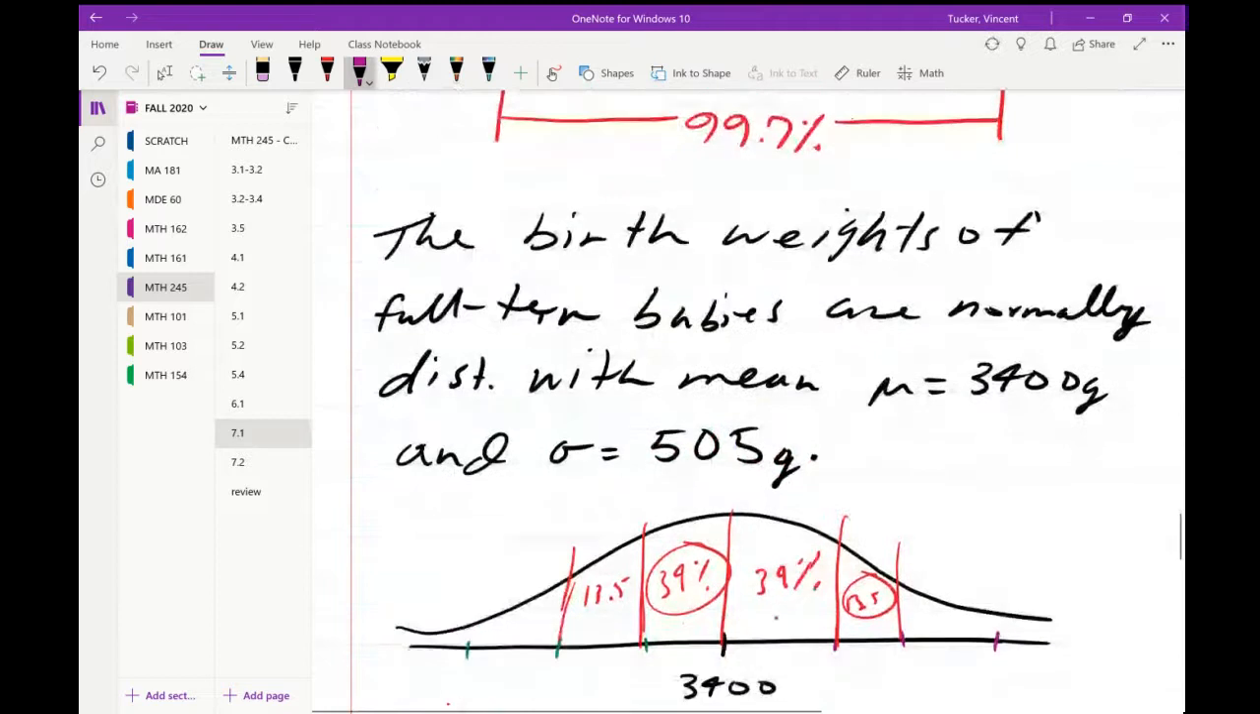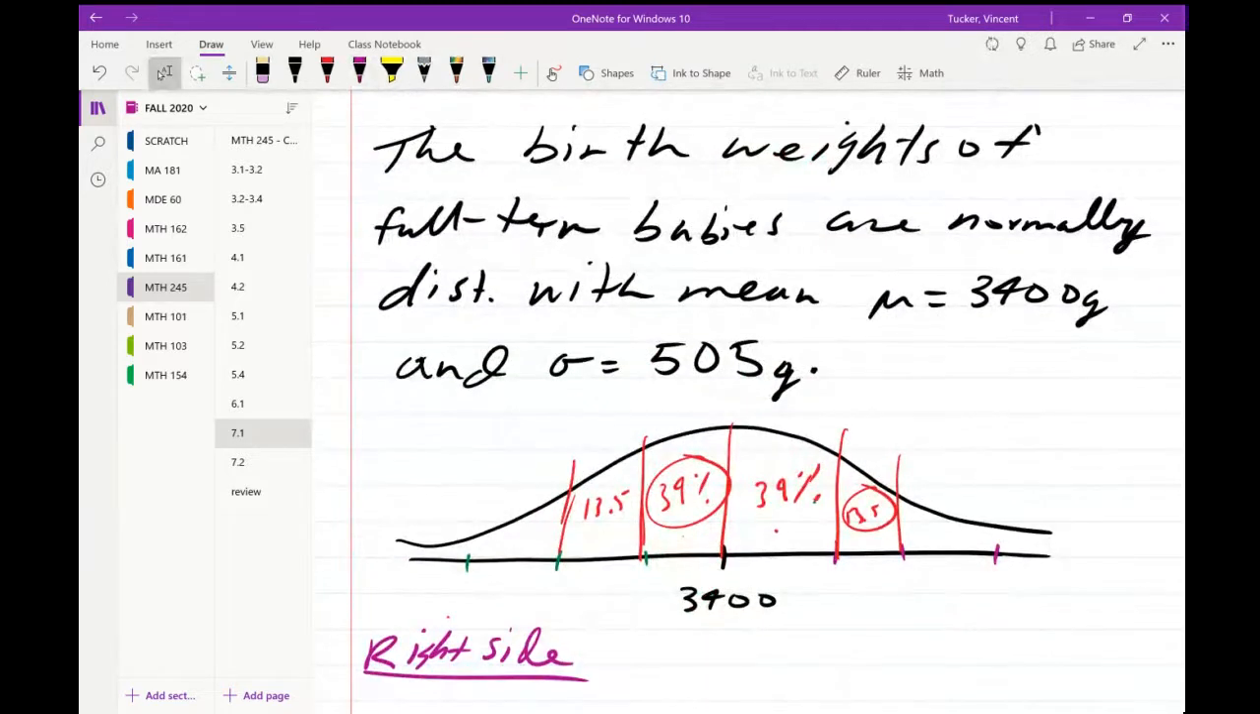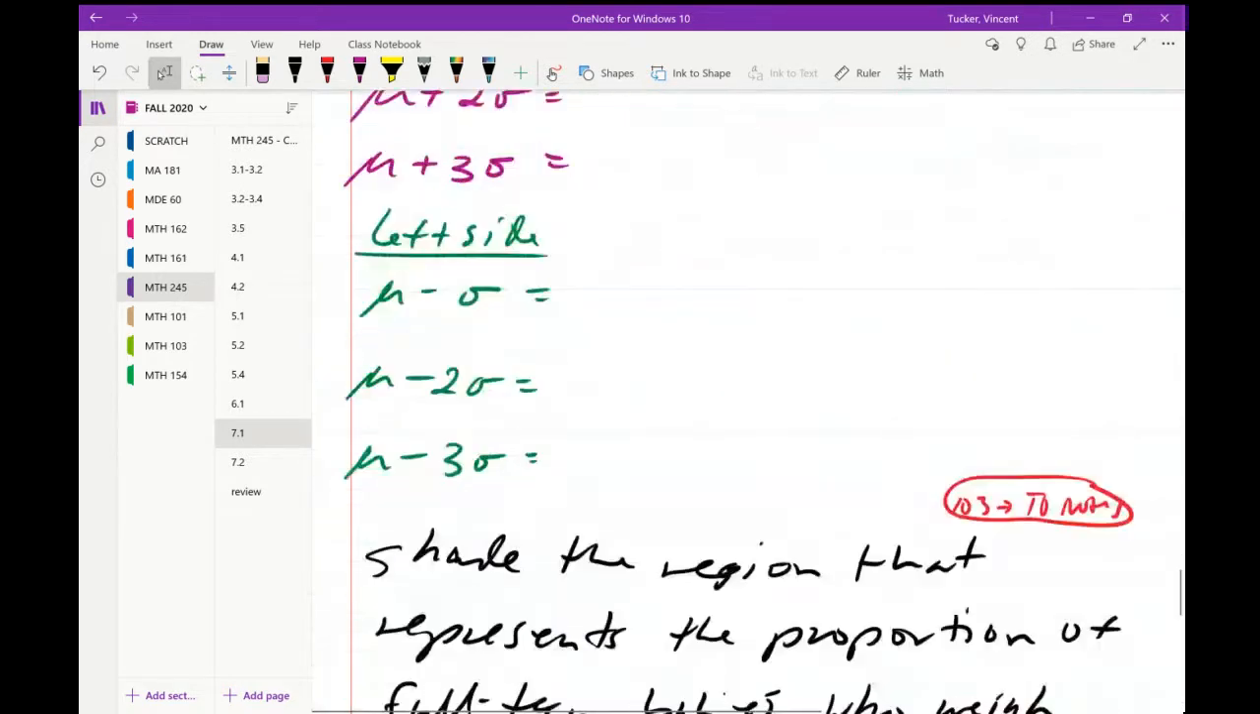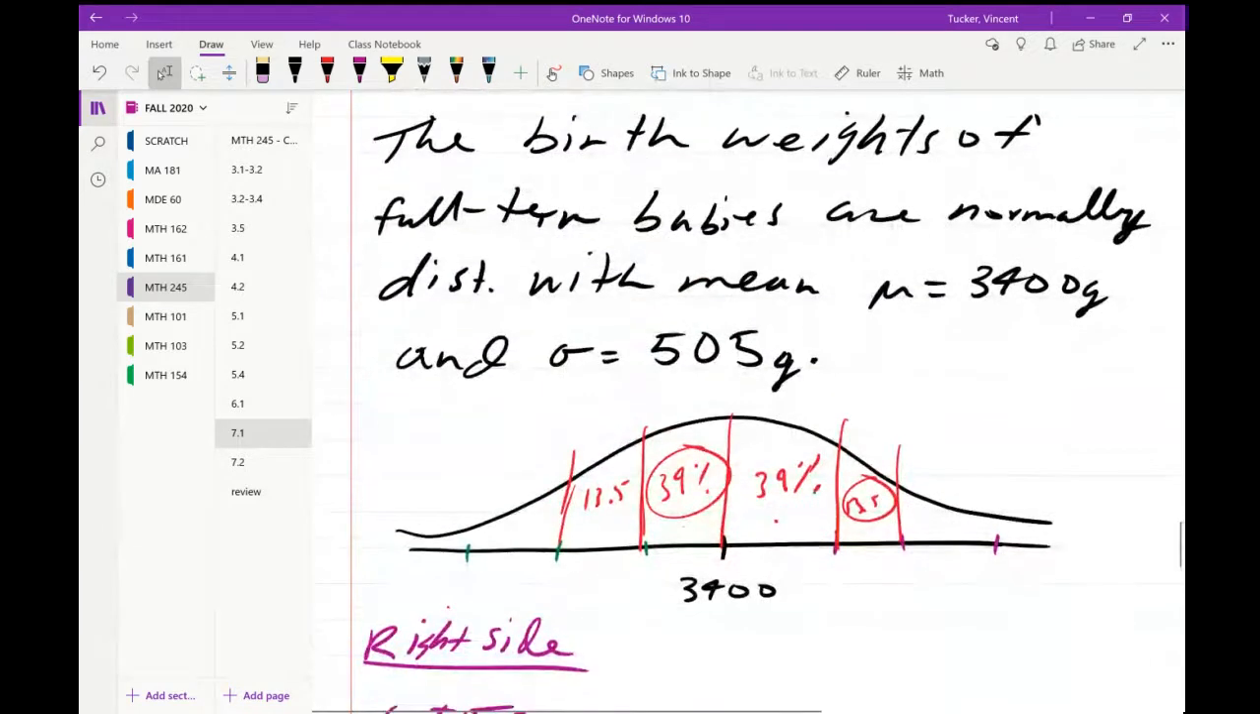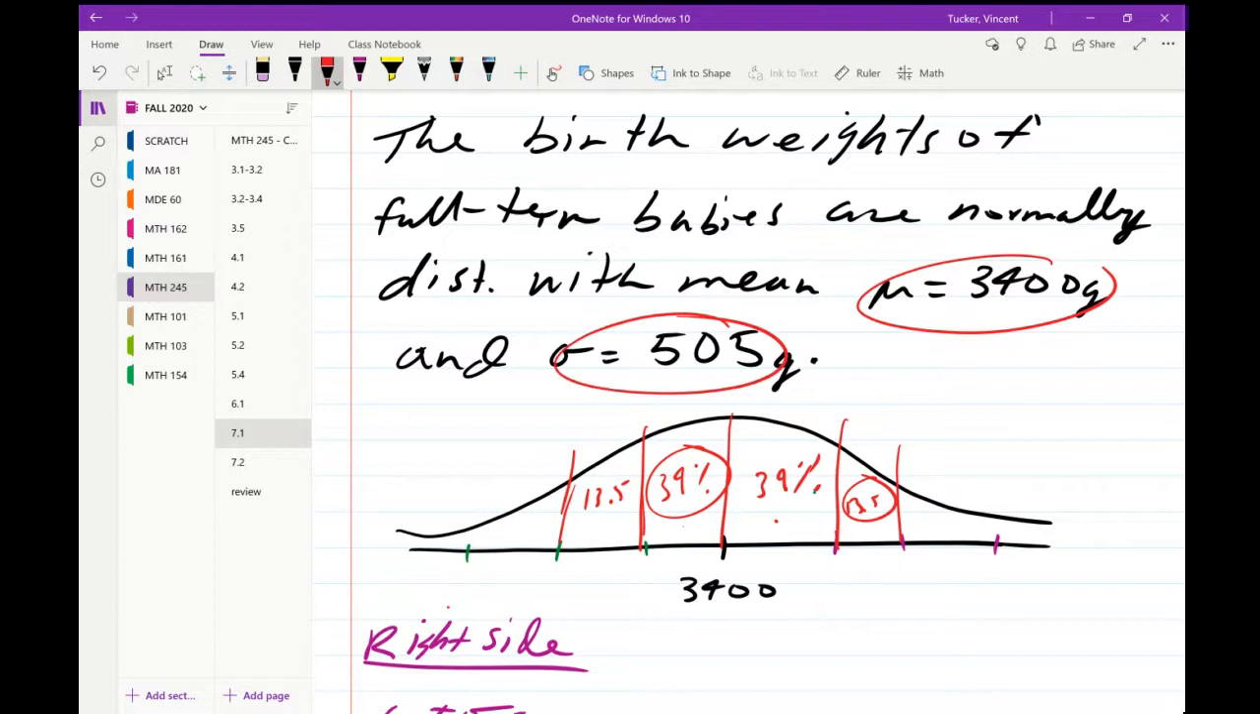All right, so let's look at this problem. The birth weights of full-term babies are normally distributed with a mean of 3,400 grams and a standard deviation of 505 grams. I don't think I had a question on this. I just wanted to show you guys how it works. The next one, I think, we actually have questions on. So notice they give us the mean here and the standard deviation here.